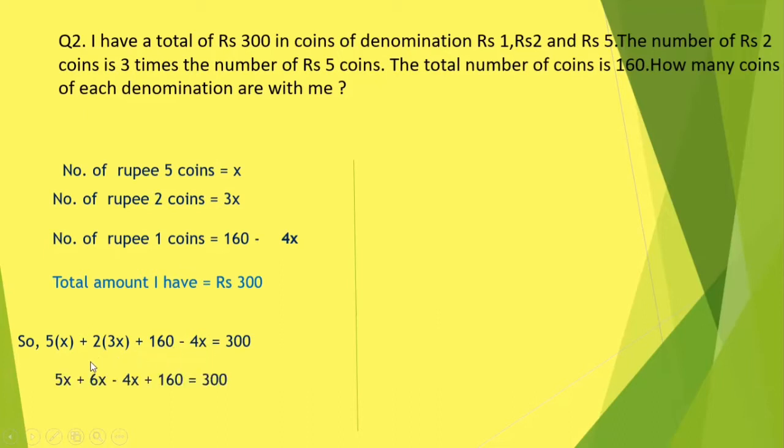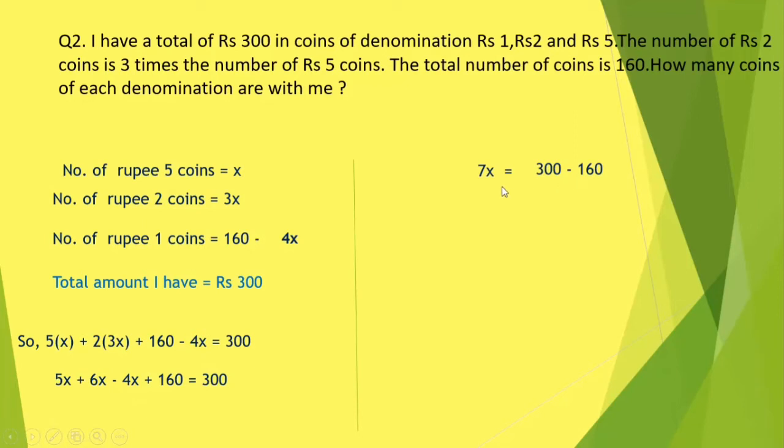Solving this, we get 5x plus 6x. 2 3s are 6x. Now we bring the like terms together, minus 4x. All the friends with x coming together, plus 160 is equal to 300. So 5 plus 6 is 11 and 11 minus 4x we get 7x. This 160, when it goes to the other side, it is going to be minus 160.